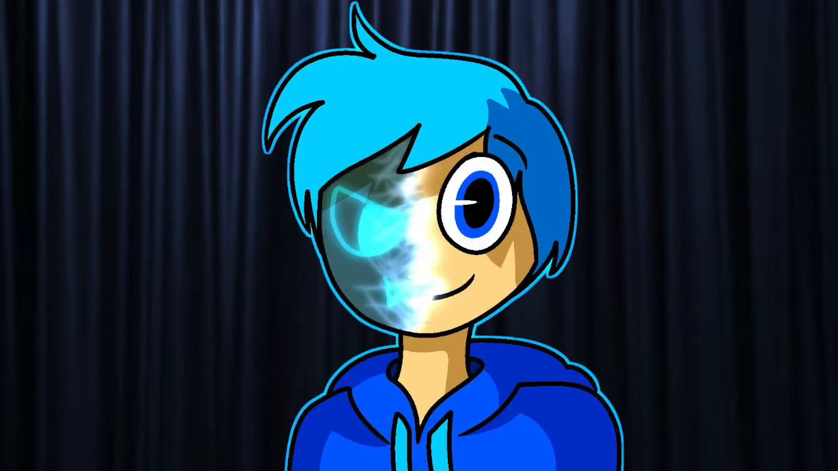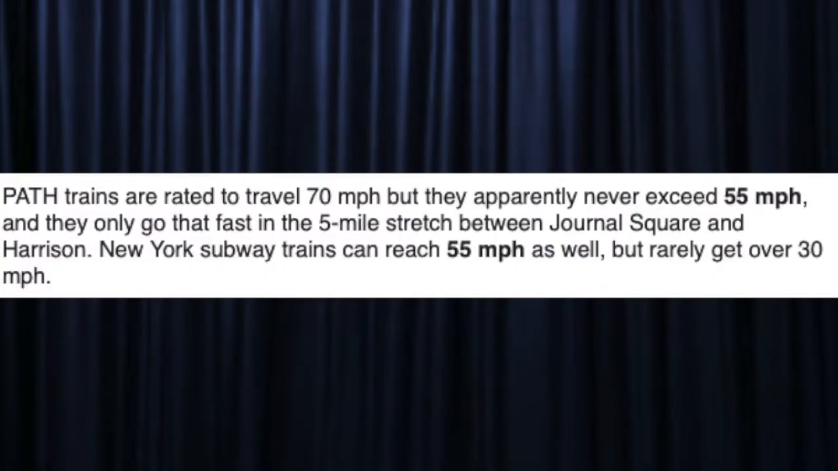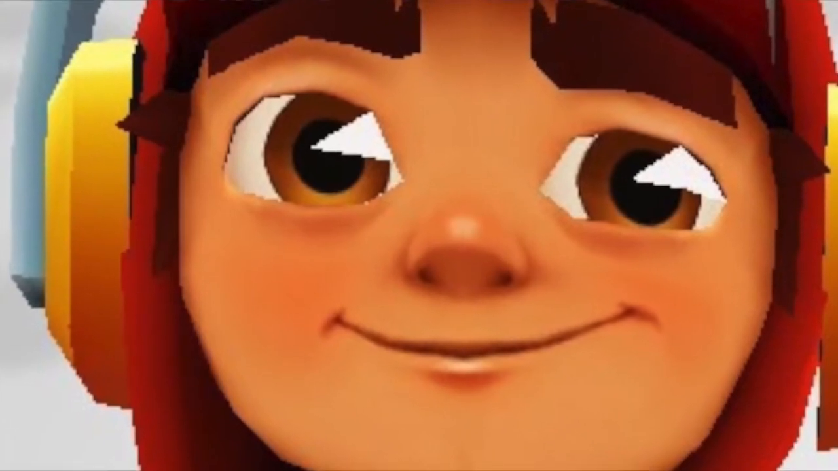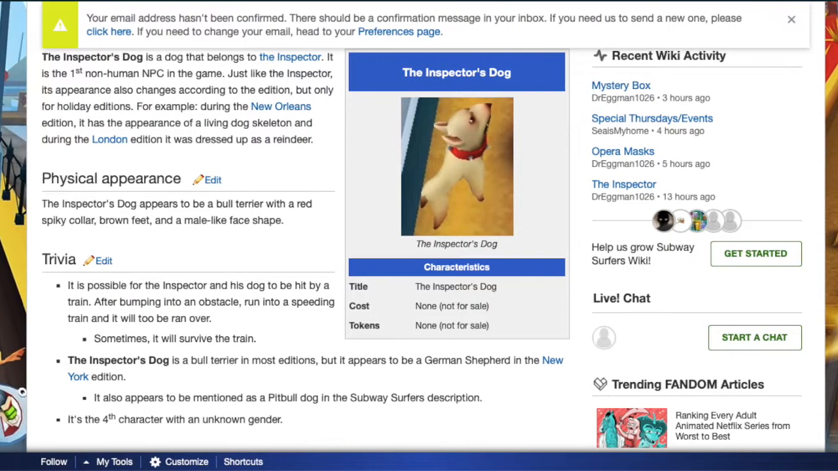Wow! In comparison, subway trains are designed to go up to 70 miles per hour, or 112 kilometers per hour, which is less than half of this boy's running speed. But none of this really matters, because the policeman's little dog can also run that fast.